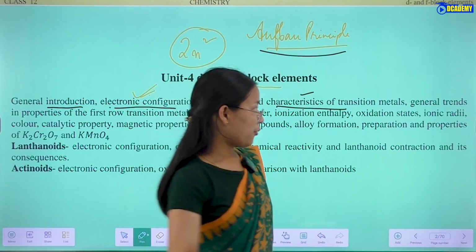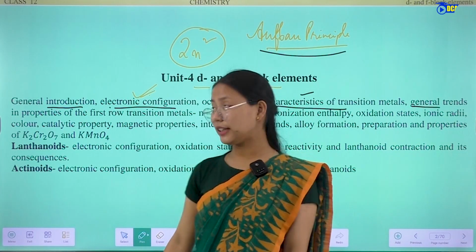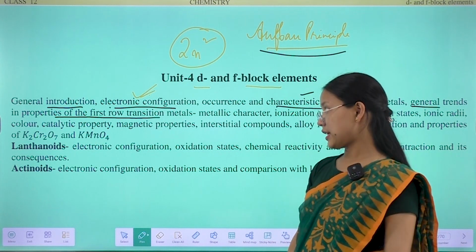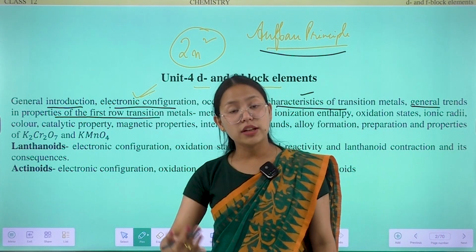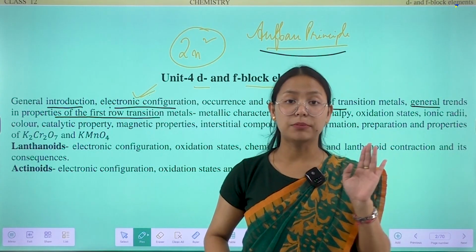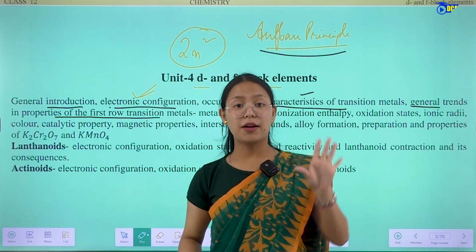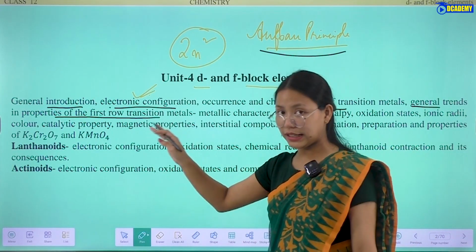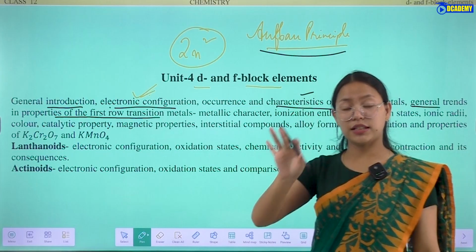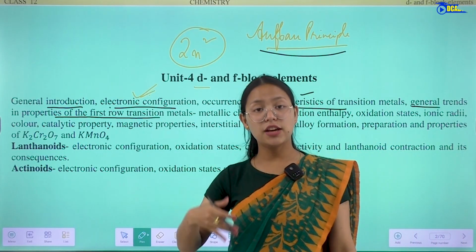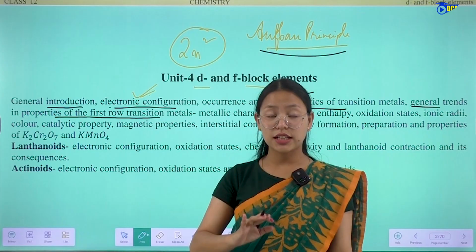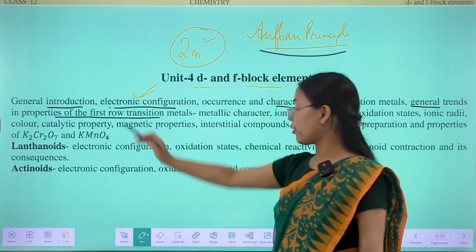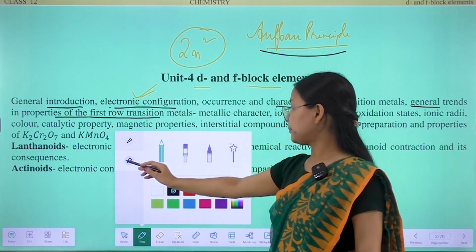Then we are going to study the general trends in properties of the first row transition series, or transition metals. In the D block elements there are a few transition series, like the first row, second row, and third row. Mainly we study the trends and periodicity, such as ionic size, metallic character, electronegativity, and electropositivity.